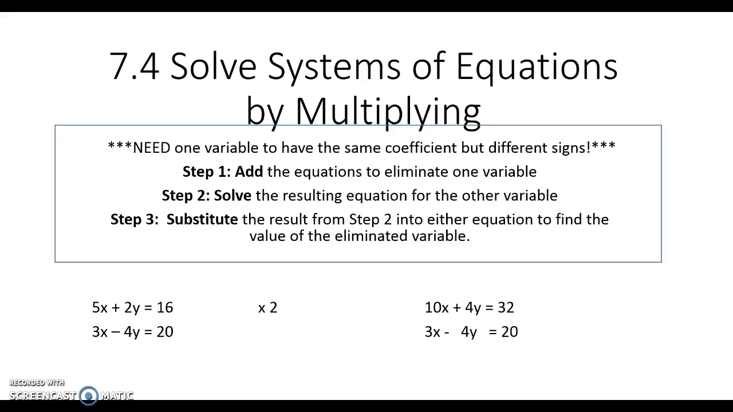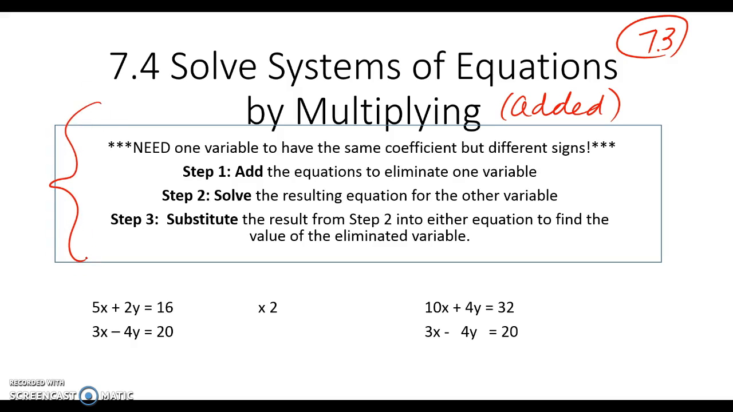All right, today we're going to talk about section 7.4, which is solving systems of equations by multiplying. You'll note that this is just an extension of 7.3, where we added equations together to get one of the variables to be eliminated. So we have really the same rules that we had in the last video. We need one variable to have the same coefficient but different signs. So we add the equations to eliminate one variable.